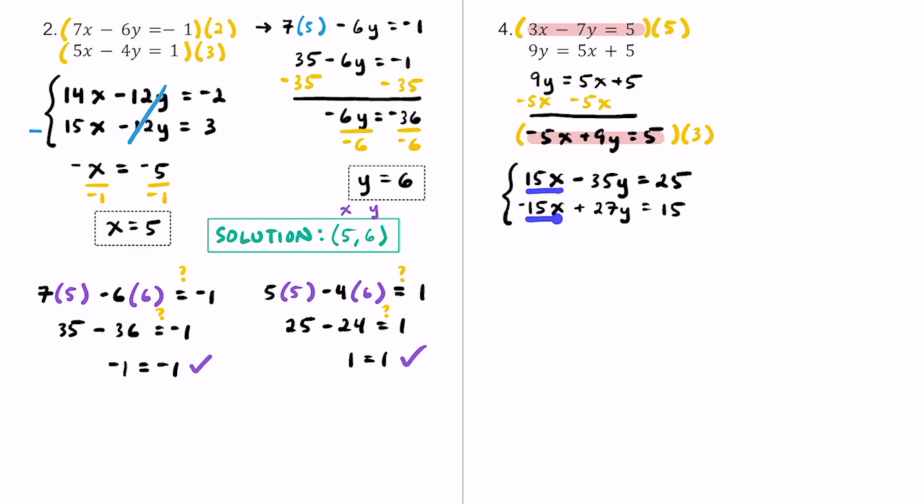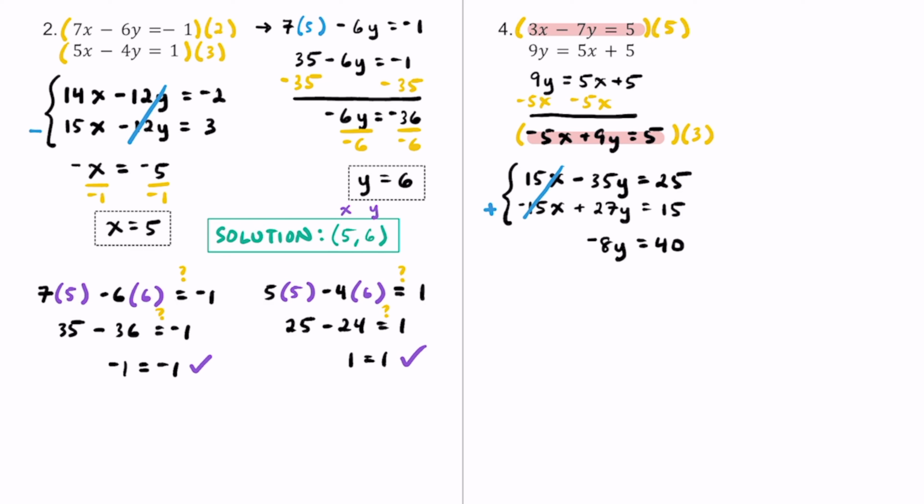Notice how we got these coefficients to match here, which was part of the plan. However, we do have opposites, right? One's +15, one's -15. So don't subtract these. Instead, we're going to add these two equations together. If we add a +15x and a -15x, that would cause them to eliminate, which was the whole goal here, right? Next, we have -35y plus 27y, and that's going to equal -8y. And then on the right side, we have 25 plus 15, and that's going to equal +40.